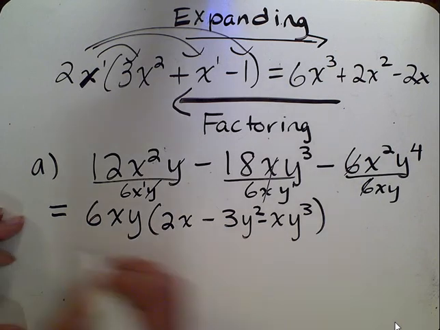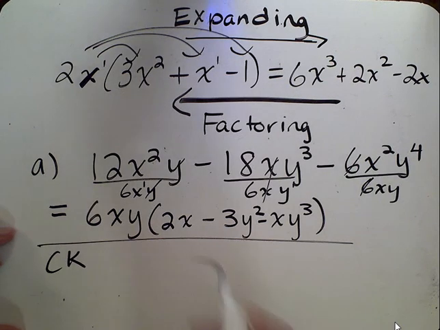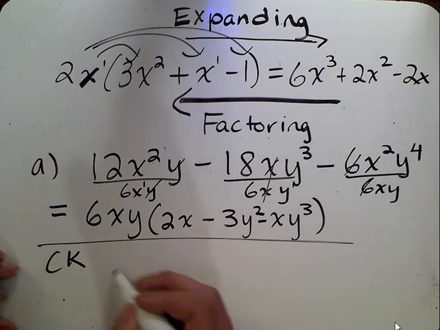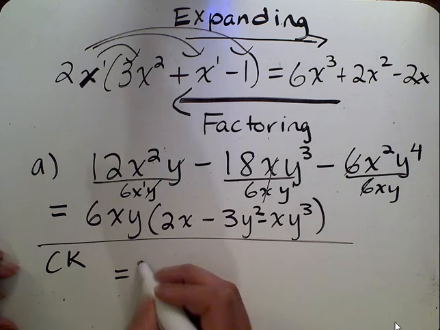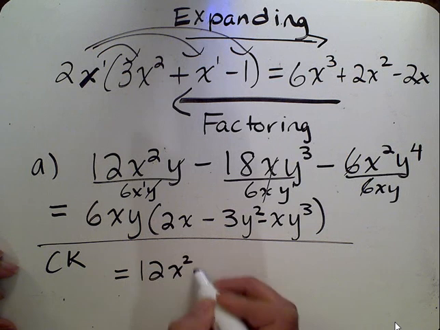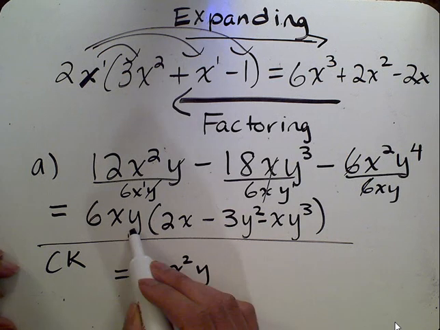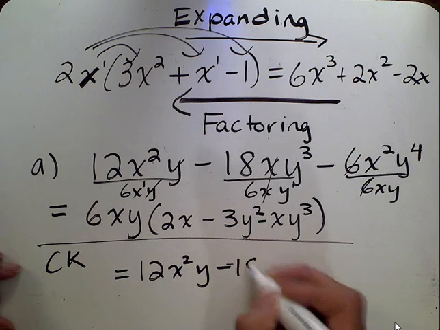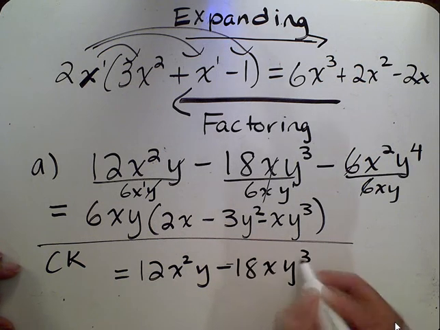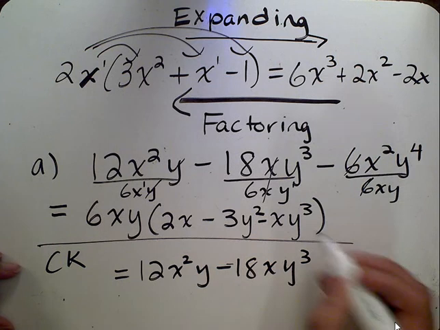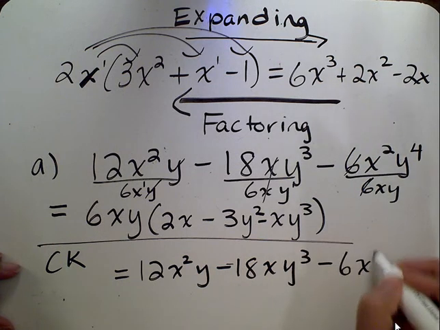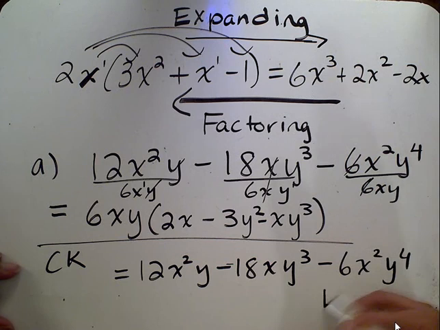I can always check by expanding. So when I multiply 6xy times 2x, I get 12x squared y. And then when I multiply the 6xy times the negative 3y squared, you get negative 18xy cubed. And then when I multiply 6xy times that last term, I get a negative 6x squared y to the fourth. So I know that I factored correctly.